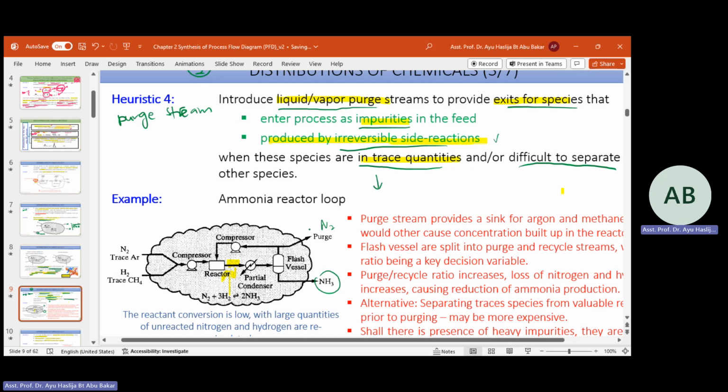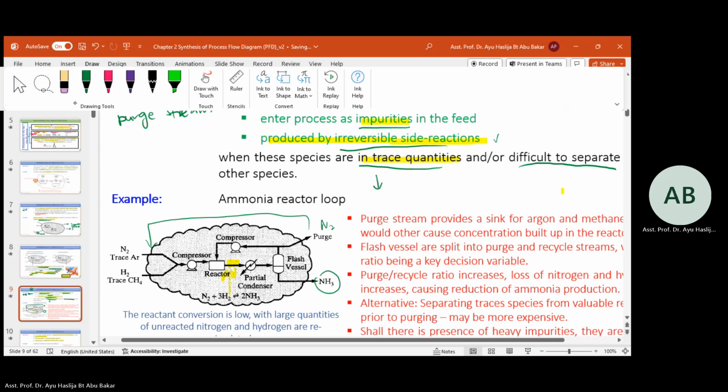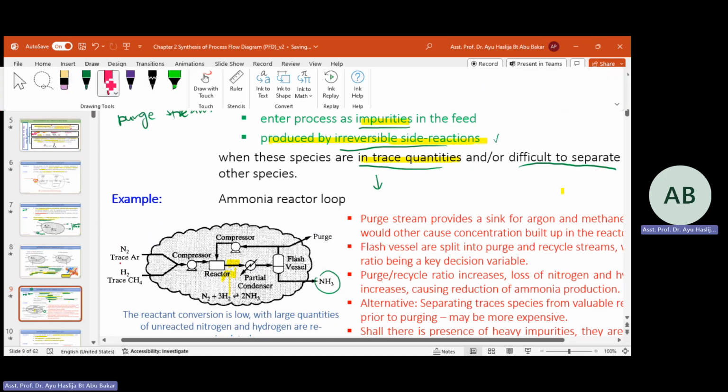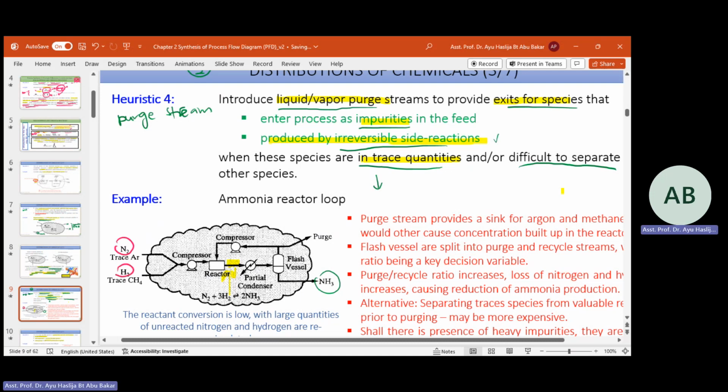Another possibility, you can recycle this N2, if the purge gas here is N2. Where you need the N2 in your feed to react. Wait, I repeat my statement. Okay, that is feasible. But in this case, N2, H2 is the main feed. Okay, I start again. N2 and H2 is the main feed.